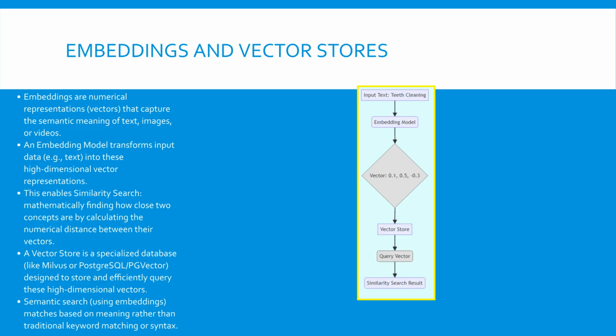The vector store performs a similarity search by comparing the numerical distance between the query vector and all stored vectors. If the query vector is numerically close to a stored vector representing the concept dentistry, the similarity search result returns that related document. This powerful mechanism allows your applications to match concepts based on semantic meaning, overcoming the limitations of keyword-based search.